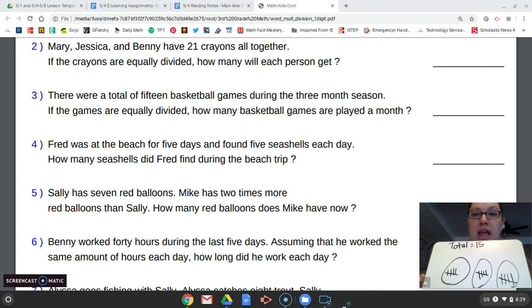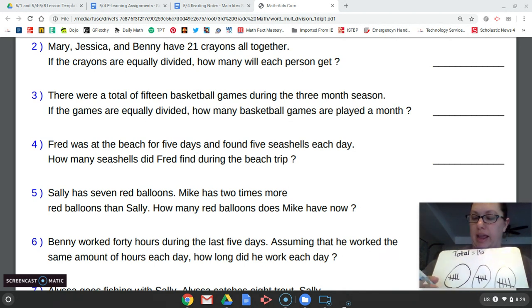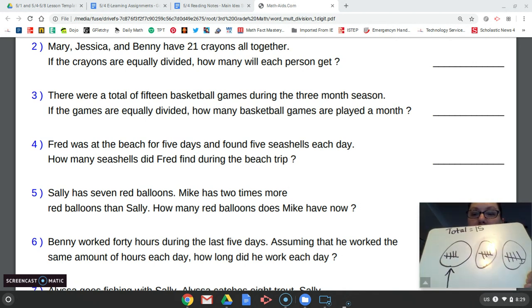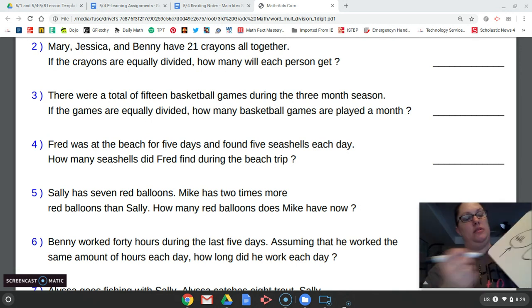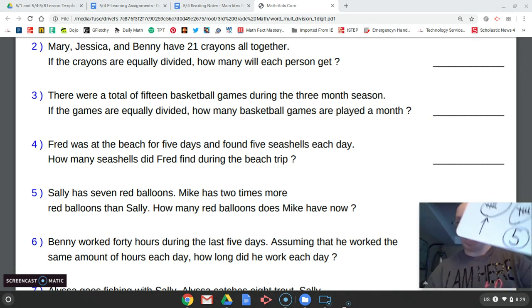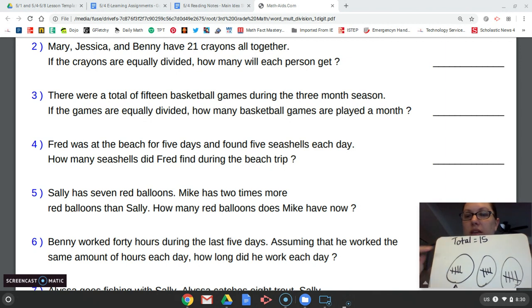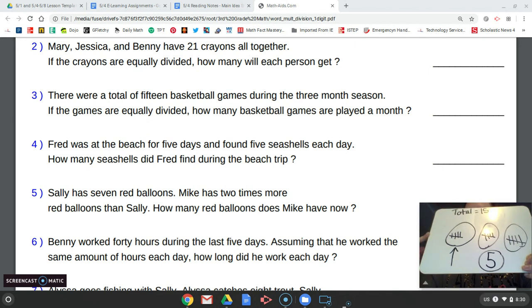All right, and the question asks how many basketball games are played in a month. So I'm going to look at 1 month. How many games were played in 1 month? So the answer would be 5. So we did 15 divided by 3 groups, 3 months, and the answer is 5.